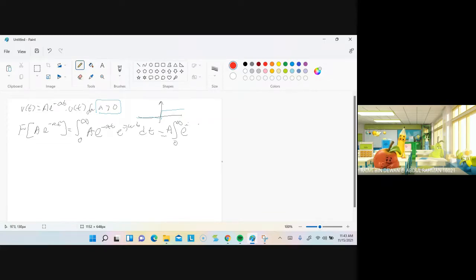Okay, negative. And then you have this one, a, you just factorize, right? A plus j omega t. Okay, and then you put the limit, because your limit, sorry, not yet limit. Sorry, suddenly become so fast. So this one is dt.